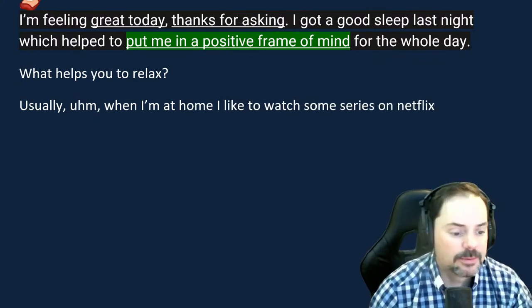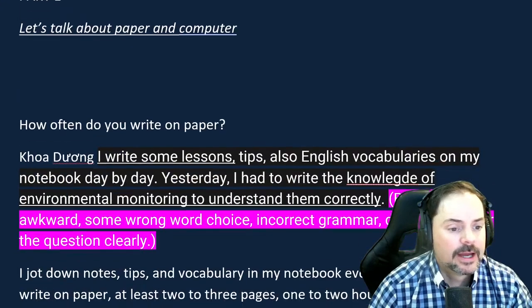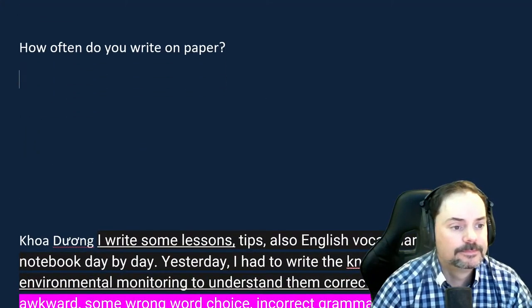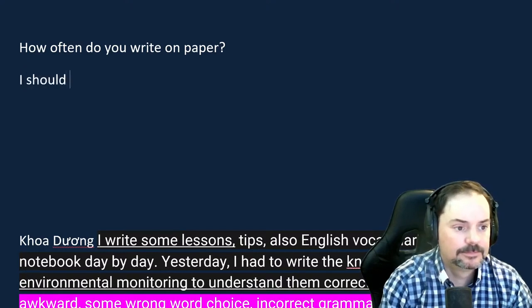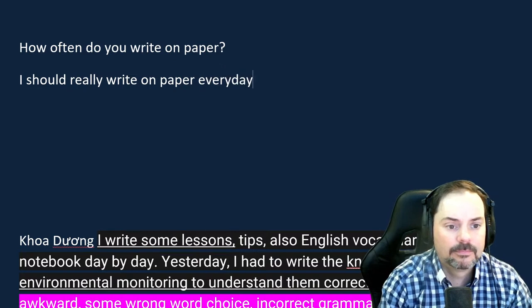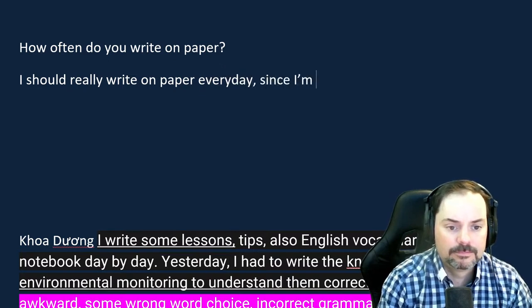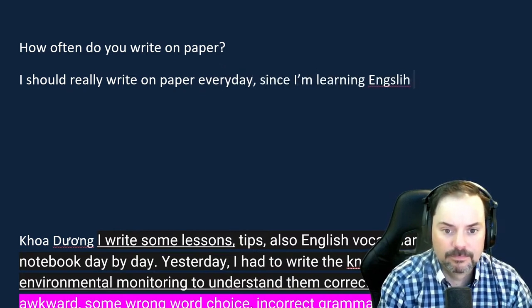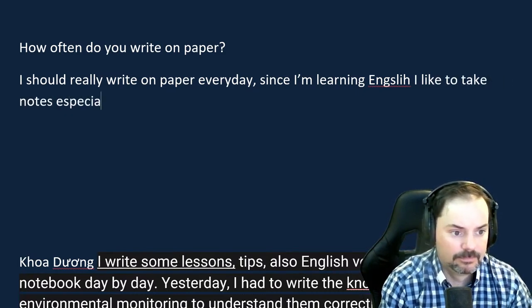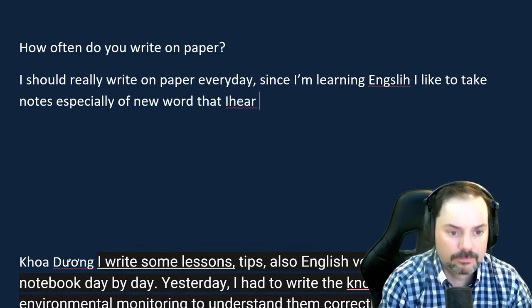Let's talk about paper and computer. How often do you write on paper? I generally write on paper every day. Since I'm learning English, I like to take notes, especially of new words I hear, and I read on books and I write it on my notebook, along with a definition and example sentence.